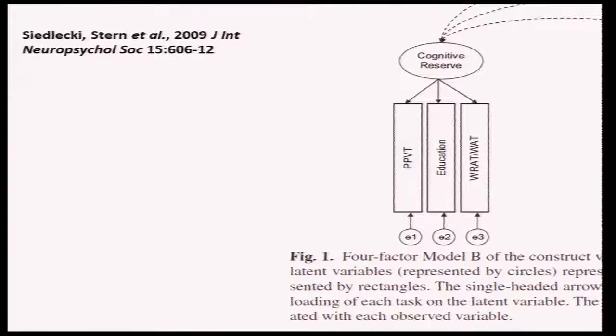Latent variable models are usually summarized with path diagrams, where latent variables are illustrated with circles or ovals, and observed variables with squares or rectangles. And this was an attempt to operationalize cognitive reserve as a latent variable that was measured by performance on a cognitive task, the PPVT, which is a picture vocabulary task, years of education, and a word recognition task, the RAT.